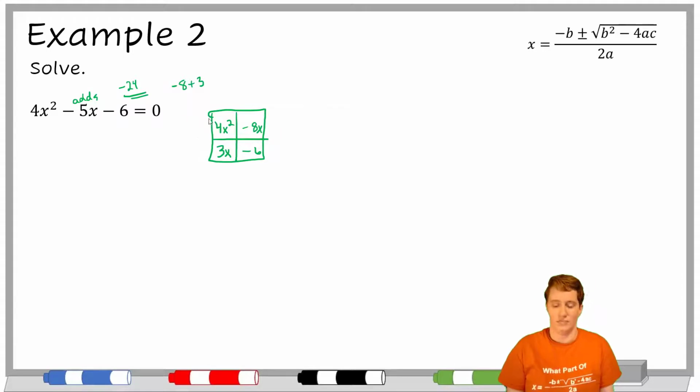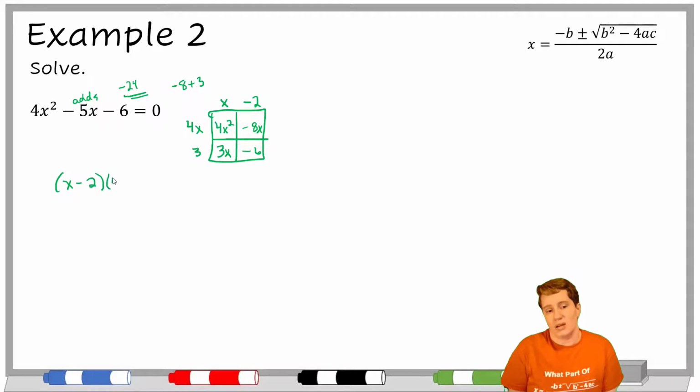So 4x squared and negative 6, and one of these needs to be negative 8x, and one needs to be 3x. And then we look at the top two and say, what do these have in common? And we look at the bottom two and say, what do these have in common? Look at the left two, what do these have in common? And the right two, what do these have in common? And then that gives us our two parentheses, x minus 2 and 4x plus 3.